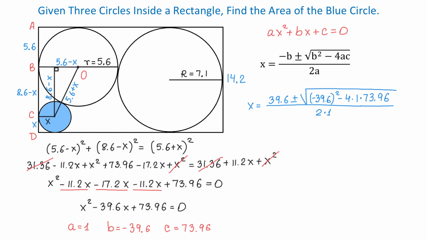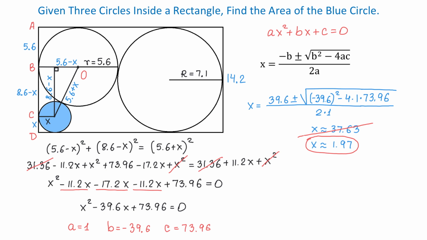So if we use a calculator, then the solutions are x is approximately 37.63 and x is approximately 1.97. We will ignore the first solution because this number is too large for our problem. And now we have that the radius of the blue circle is approximately 1.97.